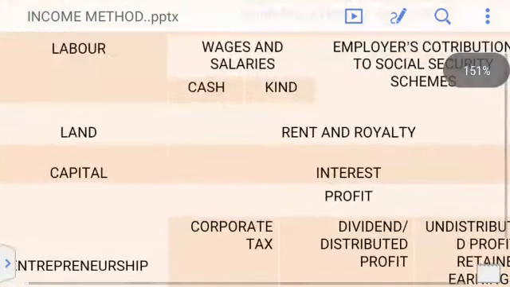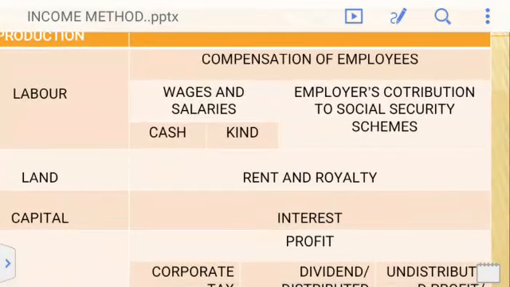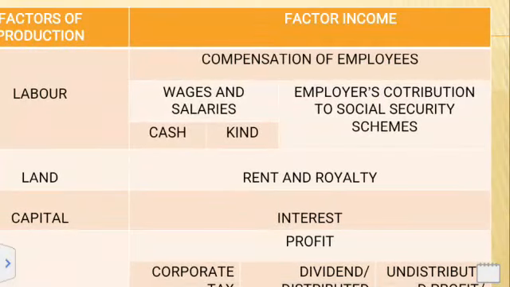Now I think both the parts are clear to you, and that is the factor income coming from labor as a factor of production. So to summarize, when labor is rendered, the corresponding factor income generated is compensation of employee, and compensation of employee will have two components: wages and salaries, and employer's contribution to social security schemes. Here I would like to underline the word employer.